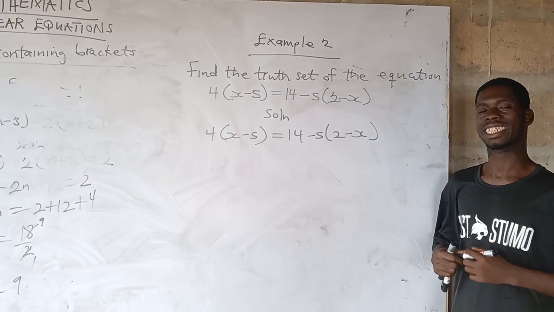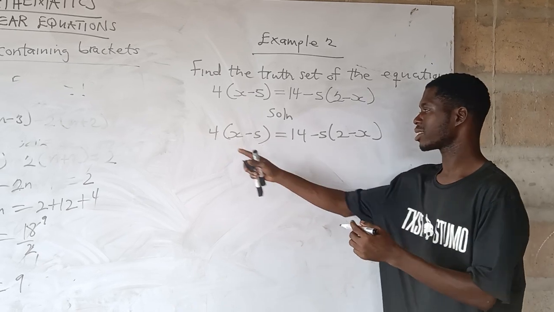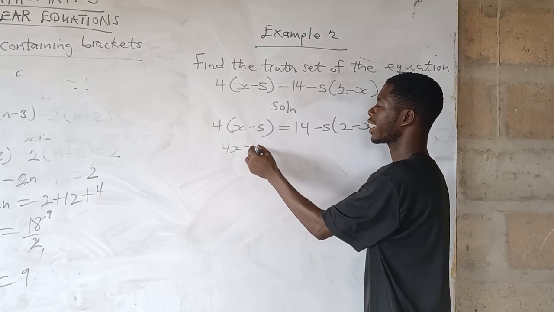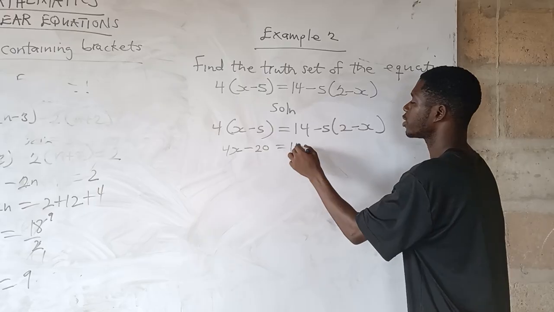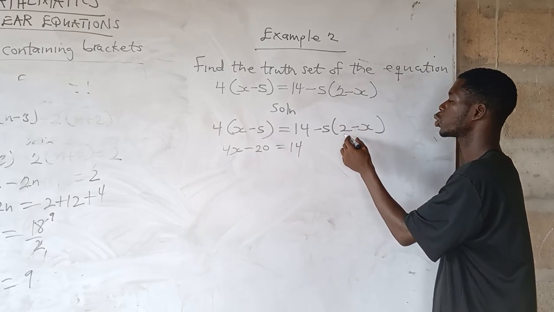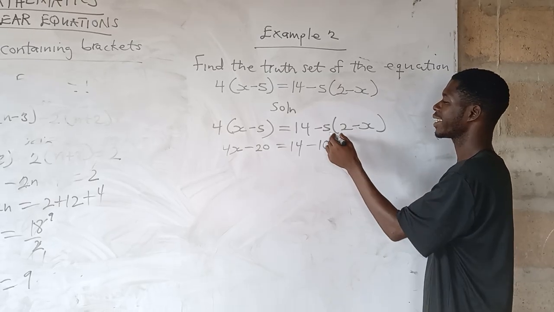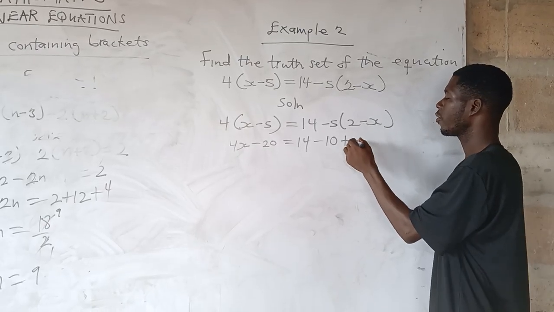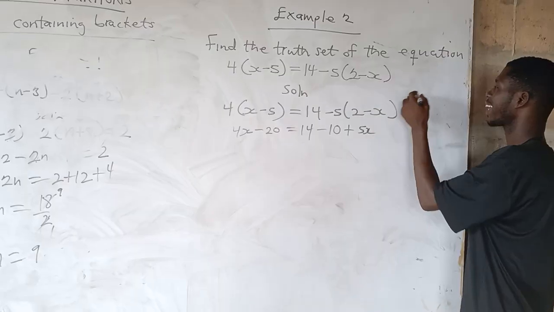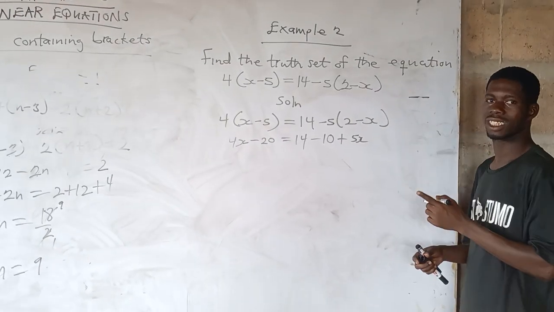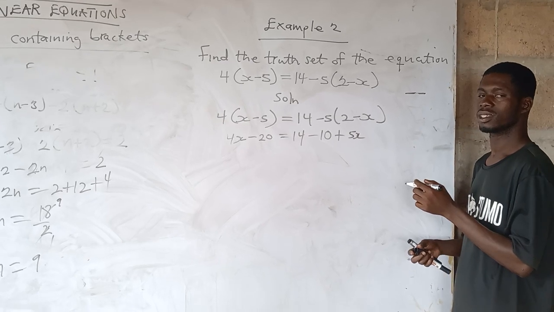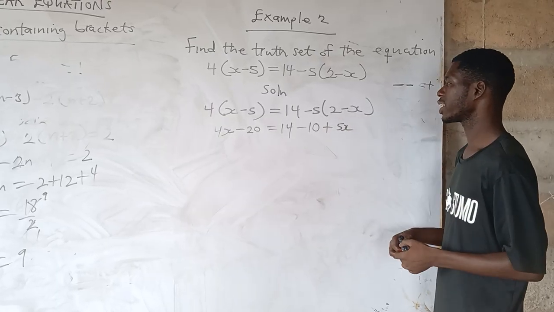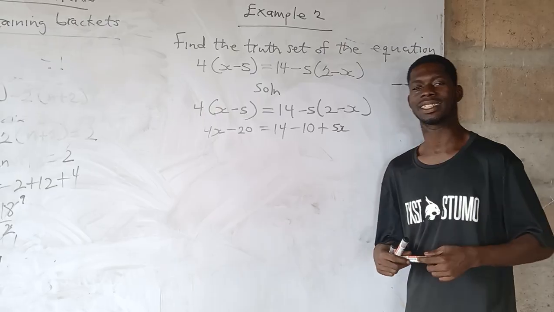After that, you expand the brackets. So 4 multiplying x, 4x, 4 multiplying 5, negative 20. Equal to 14 here. Negative 5 times 2, you get negative 10. Negative 5 multiplying negative x, you will get positive 5x, because negative times negative is positive. So you have expanded the brackets.